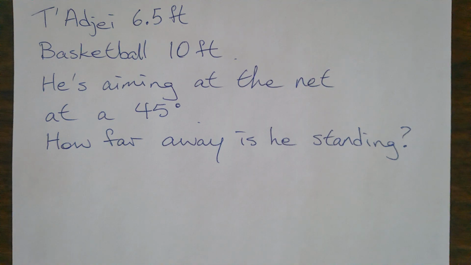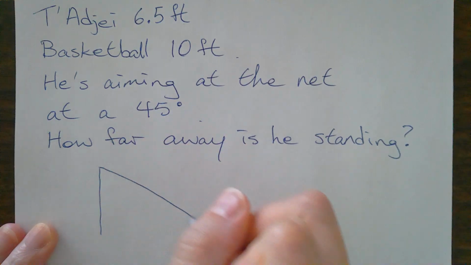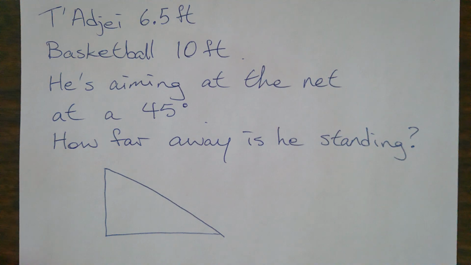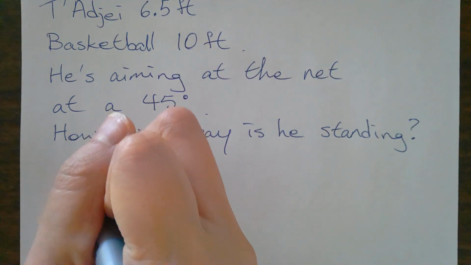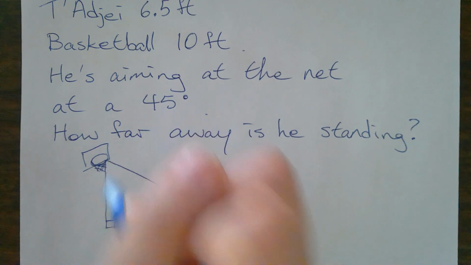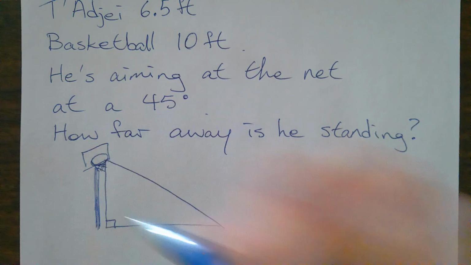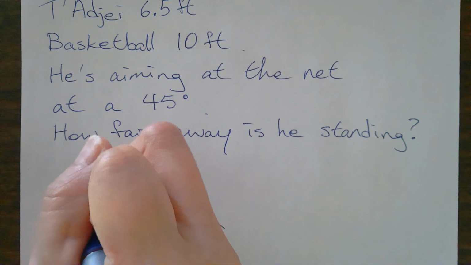Okay, so first off, if I have to draw a diagram, what shape have we been working on? Right angle triangle. So there you go. Right angle triangles. Okay, so let's say this is the basketball net. That looks pretty good. Not bad. Okay, so this is 10 feet tall.